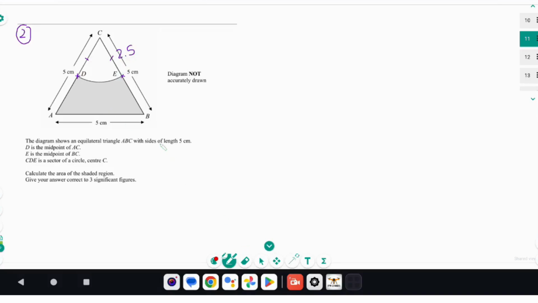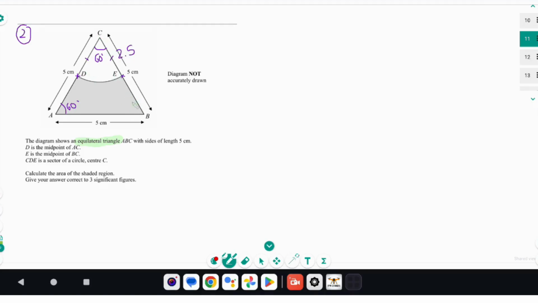Right, so you might be thinking, where on earth do I start with this? So let's just look at our information again. We're told it's an equilateral triangle. Why are we told that? Think about your properties of an equilateral triangle. All the angles are 60 degrees.